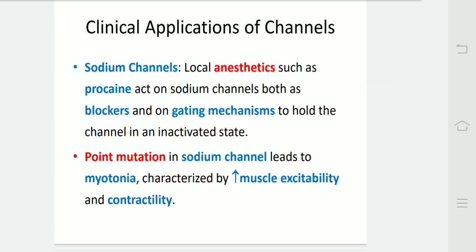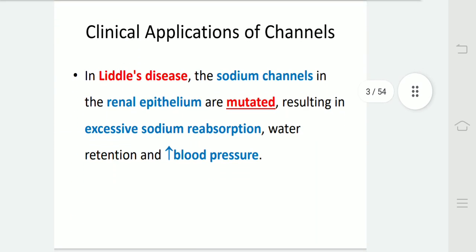Clinical applications of channels. Sodium channel. Local anesthetics such as procaine act on sodium channel both as blockers and on gating mechanisms to hold the channel in an inactivated state. Point mutation in sodium channel leads to myotonia, characterized by increased muscle excitability and contractility. In Liddle's disease, the sodium channel in the renal epithelium are mutated, resulting in excessive sodium reabsorption, water retention, and elevated blood pressure.